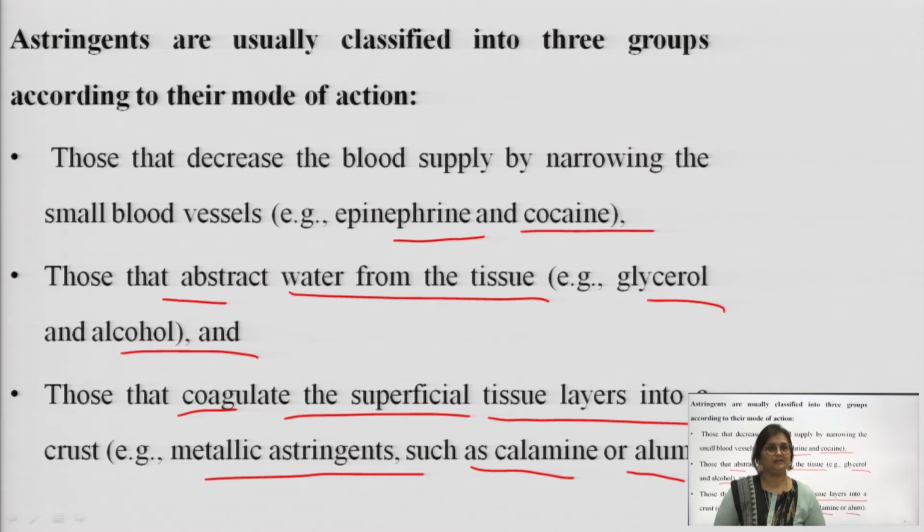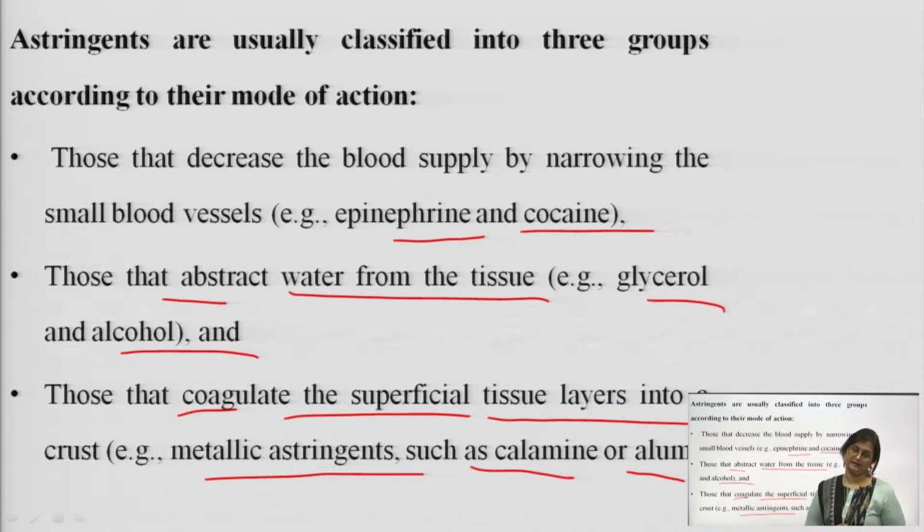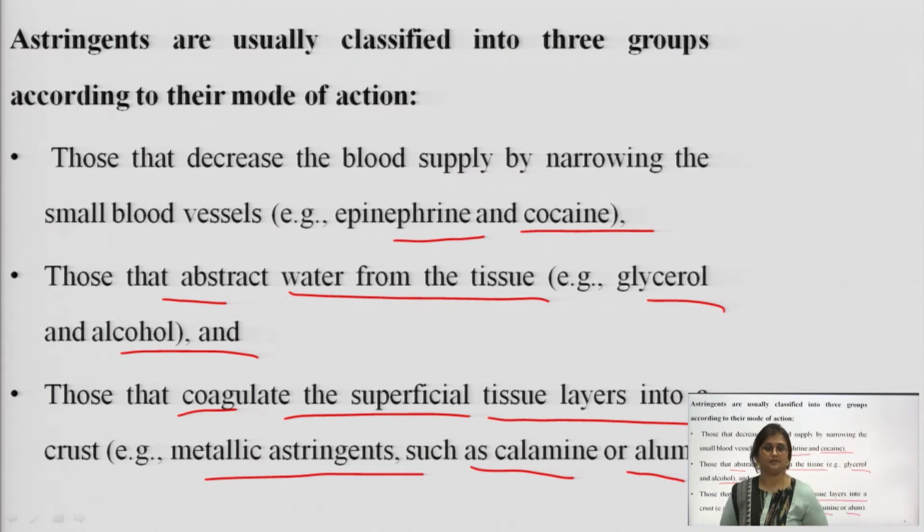The second activity is they abstract water from the tissues. That is, they act as dehydrating agents. Astringents also act as dehydrating agents where they abstract water from the tissues. The next examples of these agents are glycerol and alcohol. The third category being those that coagulate the superficial tissue layers.